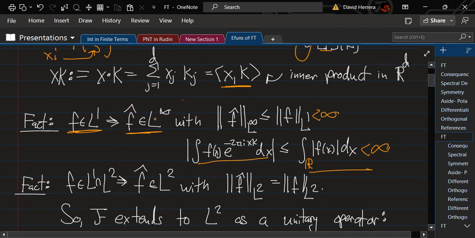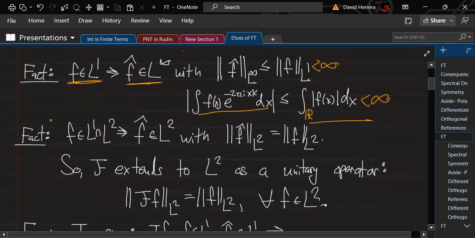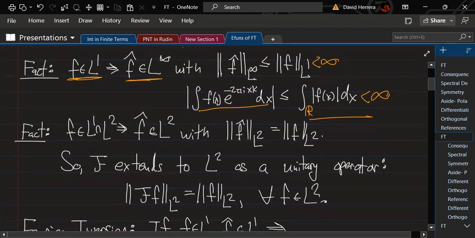It also turns out to be a continuous function, and it has some other nice properties. We're not really going to be focusing on those too much. Another fact is that if you have a function that is in L1, so its Fourier transform exists, and it's also in L2, which means that this integral is finite.